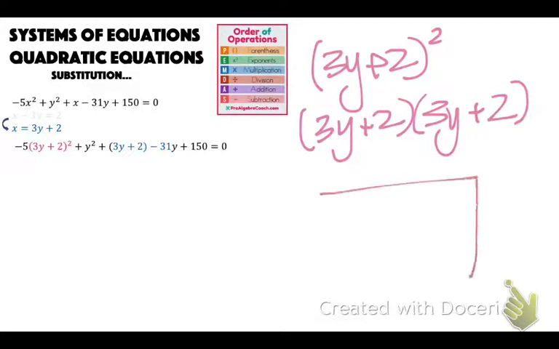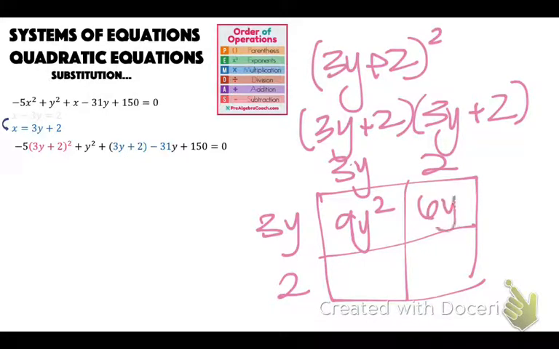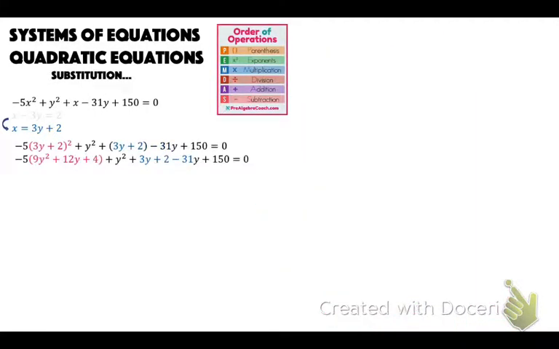I would just use the box. So we have 3y and 2, 3y and 2. So 3y times 3y is 9y squared. 3y times 2 is 6y. 3y times 2 is 6y. And 2 times 2 is 4. So this becomes 9y squared plus 12y plus 4. That comes from right there. So that's negative 5 times 9y squared plus 12y plus 4 plus y squared plus 3y plus 2. I just took that out of the parentheses. Minus 31y plus 150 equals 0.